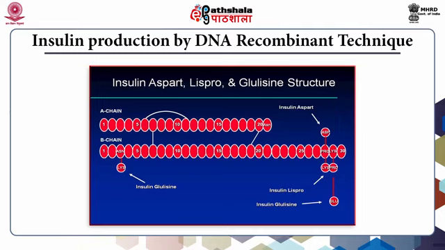Glulisine is one more such insulin, where asparagine at position B3 is replaced by lysine, and lysine in position B26 is replaced by glutamic acid. It has the ability to significantly improve long-term control over blood glucose in diabetic patients. This figure shows the insulin aspart, Lispro and glulisine structure.